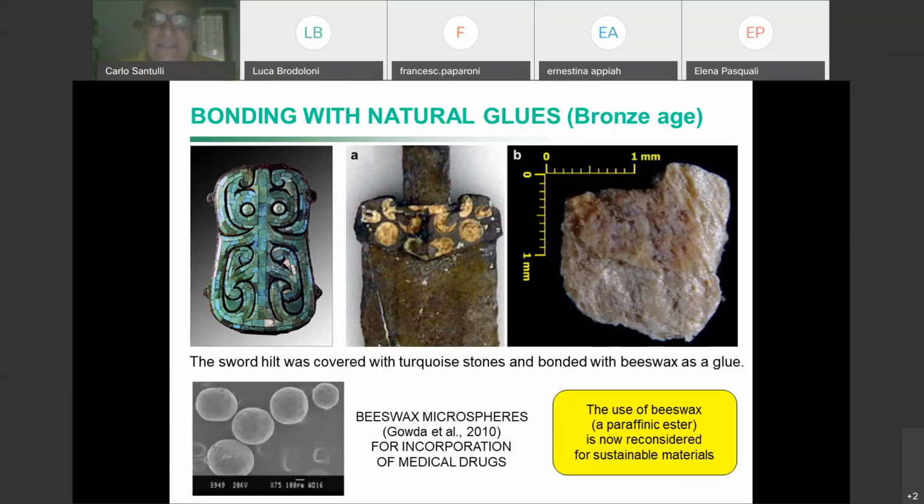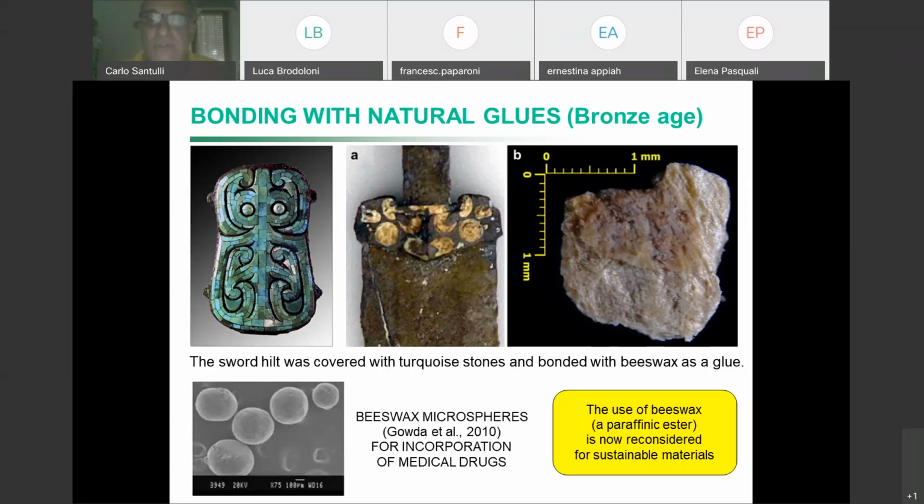Beeswax is a material that has been researched for many years because it's available. It works. It is an ester. Basically, it's a paraffinic ester, as chemists may know. And it's still used now, for example, to produce microspheres for incorporation of medical drugs. This is an example of one of the latest research on beeswax. You know that there is a lot of research about releasing drugs in a controlled way in our body.